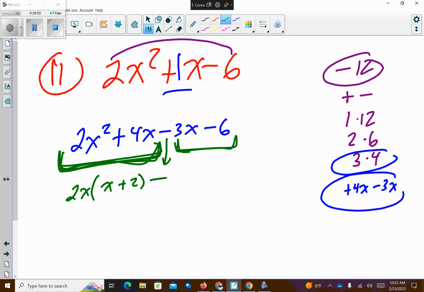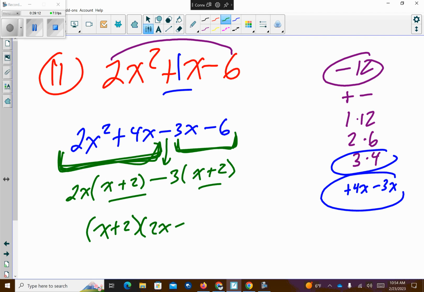What do I have in common between those? Signs will change because I factored a negative out. You can always go and double check. Is negative 3 times x negative 3x? Yeah. Is negative 3 times positive 2 negative 6? Uh-huh. Those are the same. Done.